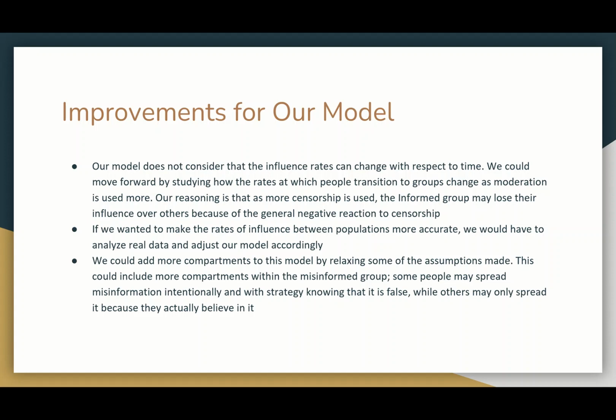And we figured that adding more compartments to this model might help to build a more realistic scenario. One example is that maybe the misinformed group can be broken down into people who are aware that it's misinformation but spread it anyway, and people who actually believe in it and choose to spread it because they think it's true. If someone knows it's wrong but still wants to spread it deliberately, they're probably being strategic about it and know how to spread it better. So things like that might increase how realistic the model is in the end.